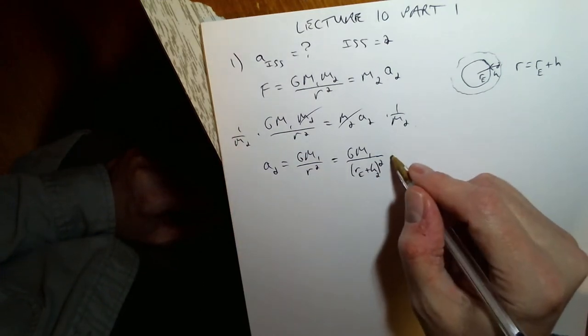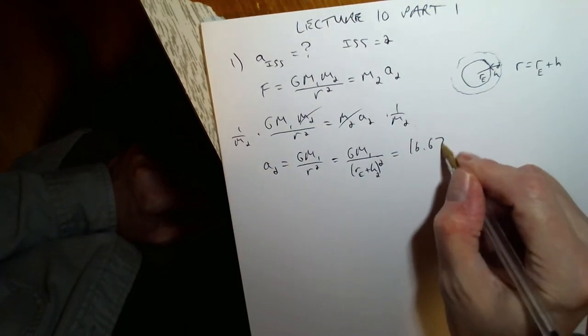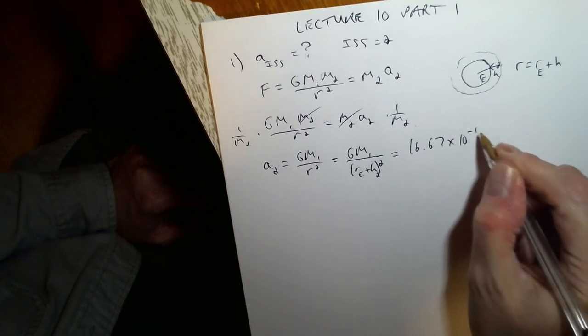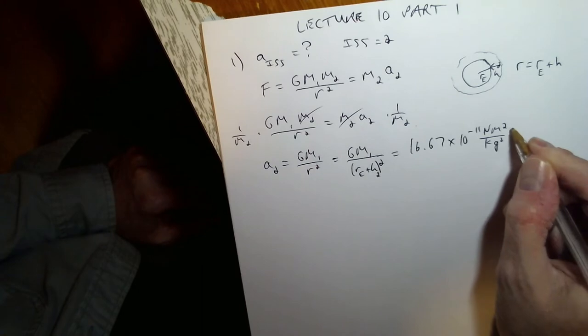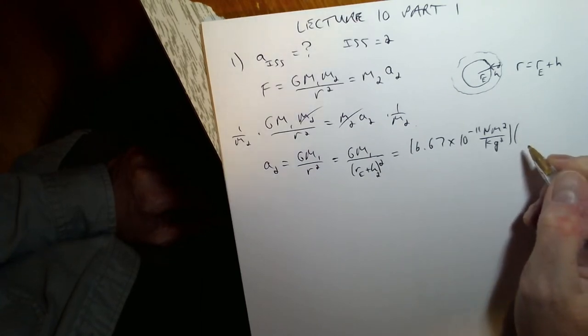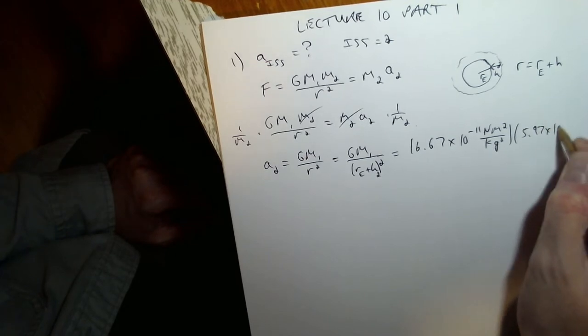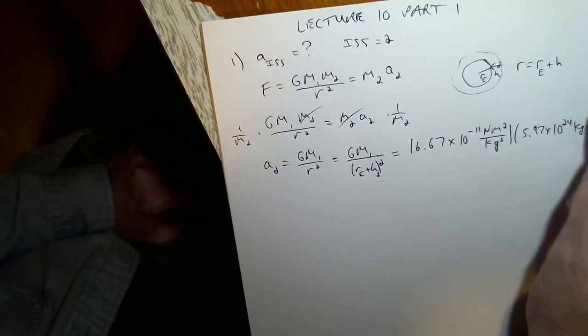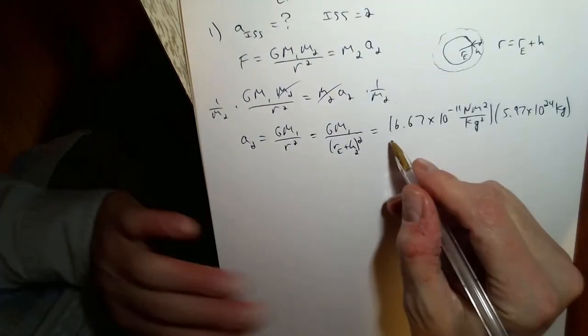And so G is 6.67 times 10 to the negative 11 Newton meters squared per kilogram squared times m1, the mass of the Earth, which is 5.97 times 10 to the 24 kilograms. I'm reading that from off camera. I do not know the mass of the Earth offhand.